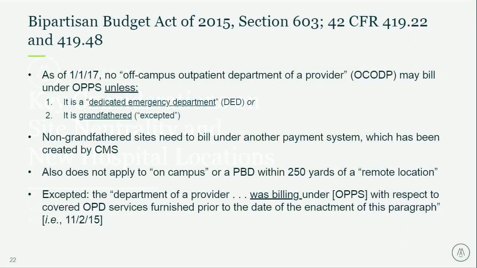As Valerie pointed out, much of the payment policy around OPPS has been dramatically shifted by Section 603 of the Bipartisan Budget Act of 2015, and by now this should all be catechism to the 700 or 800 of you on the call today. But the recap, for those of you who don't know, is that as of January 1, 2017, no off-campus outpatient department of a provider could bill under OPPS unless it was a DED, as we discussed, Valerie and I a minute ago, or it was grandfathered.